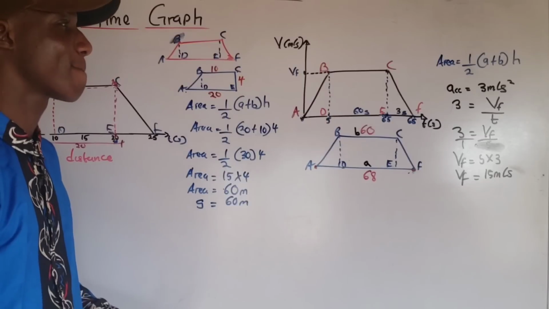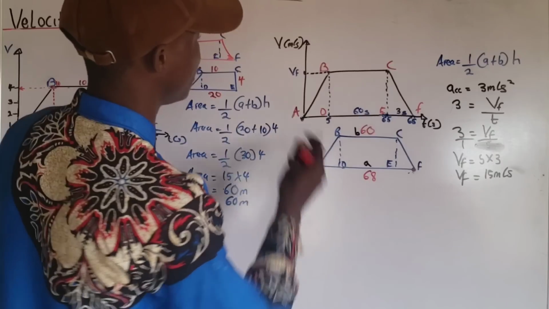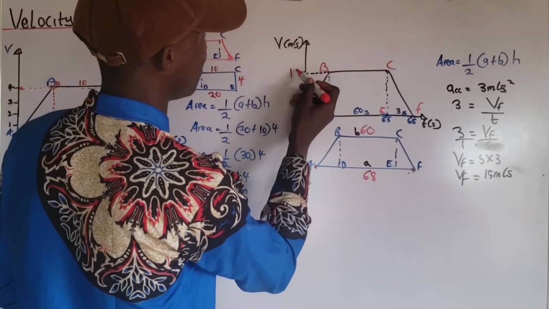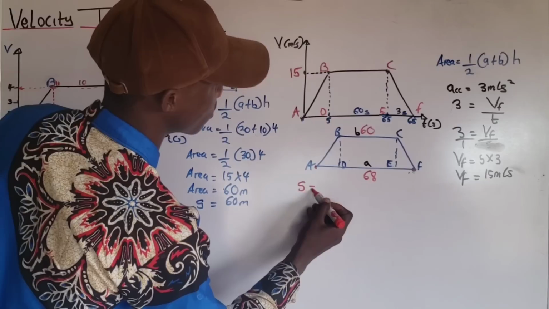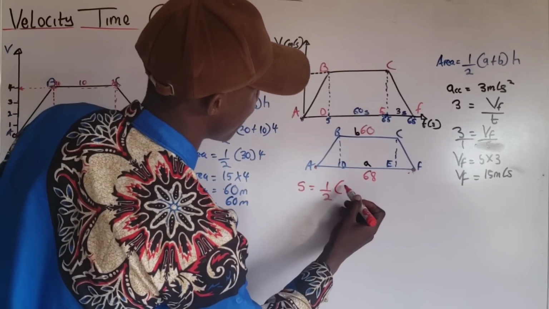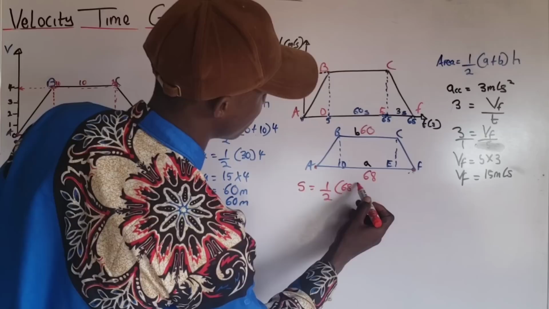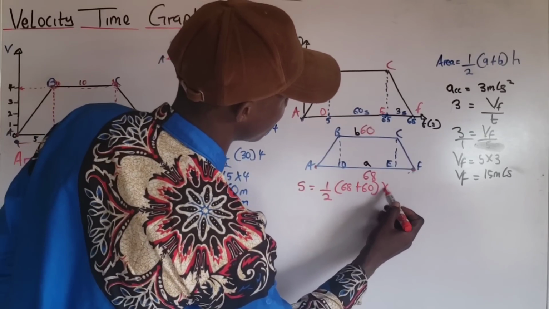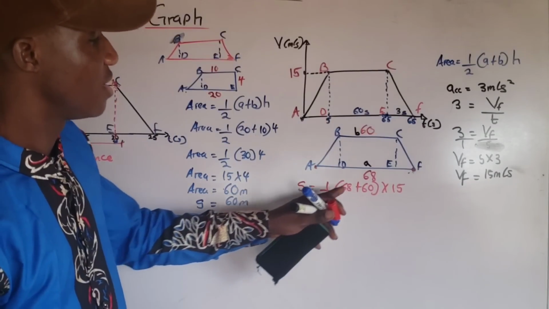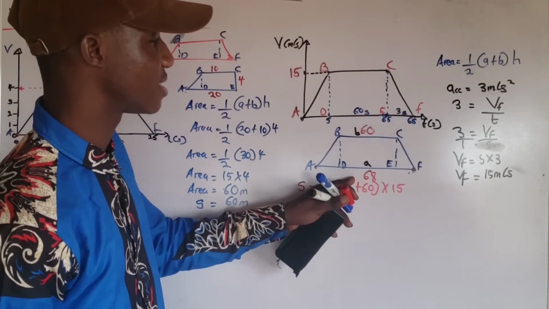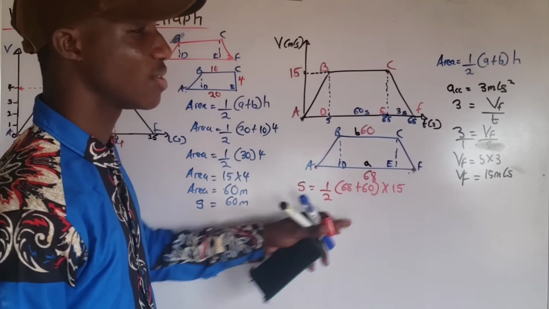Now, we can determine the area, I mean the distance. So the distance is equal to 1/2 multiplied by (68 plus 60) multiplied by 15. I'm very sure you understand how I got this. The first parallel side is 68, the second is 60. The height, which is the velocity, is 15. That's how I got this.